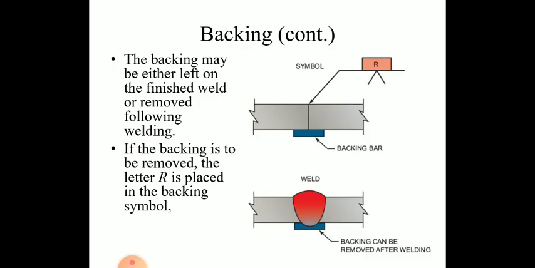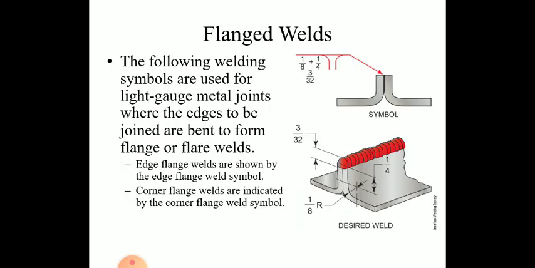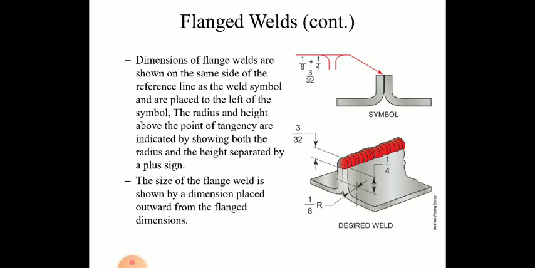If the backing is to be removed, the letter R is placed in the backing symbol. You can see that particular symbol is to be defined, that the backing is to be removed or not. So that R is representing the removing. जब आफ्टर हम वेल्डिंग परफॉर्म कर लेंगे तो इस बैकिंग प्लेट को हम हटा देंगे. ये बेसिकली मेटल को बाहर नहीं निकलने दे, इसलिए इसको हम लोग सेटअप करते हैं. That is the kind of a flange weld, a kind of a joint that is to be performed. You can see the flange weld.